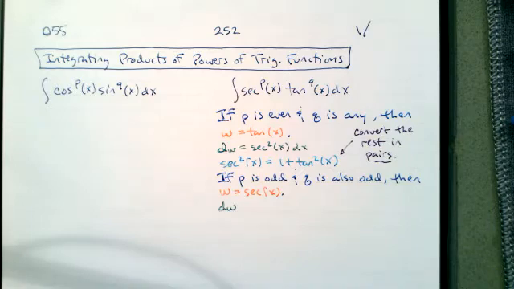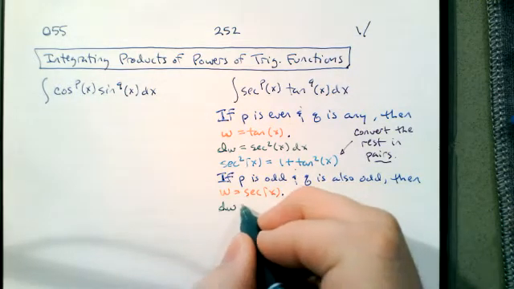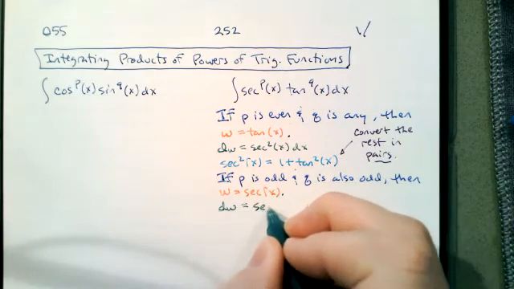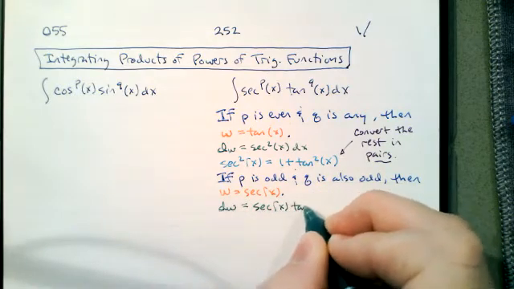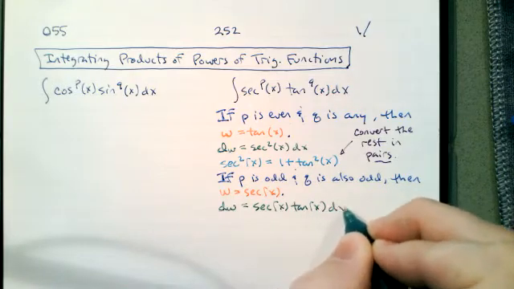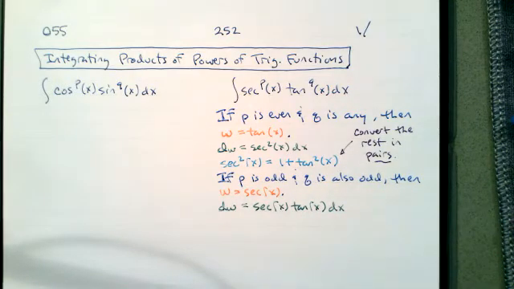The reason that Q and P both need to be odd, actually, Q is the one that really needs to be odd in this scenario. The reason that Q needs to be odd is the form of dw. dw in this case is secant x tangent x, because the derivative of secant x is secant x tangent x dx. So this means I need one factor of tangent to be the dw.